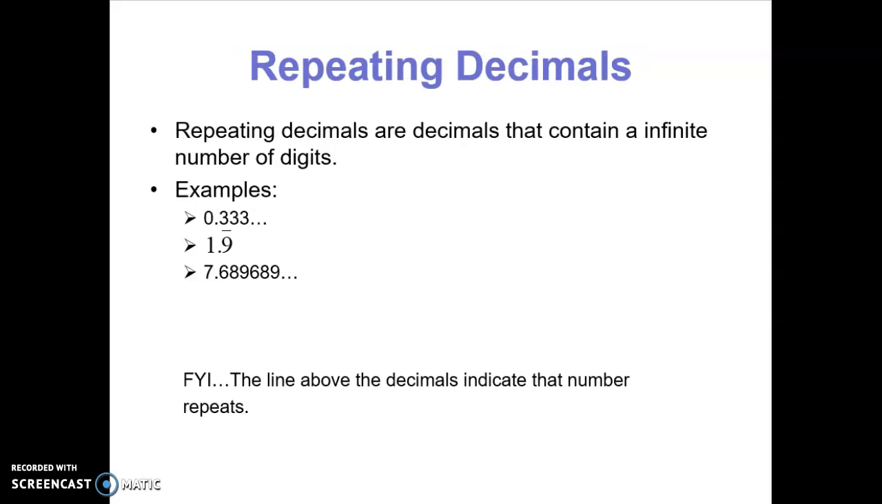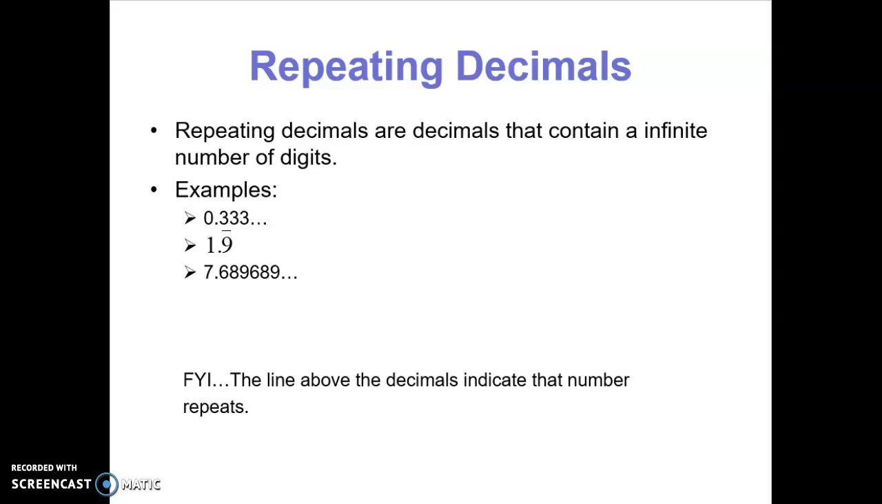A repeating decimal repeats. So a repeating decimal would be a decimal that contains an infinite number of digits, meaning that you can't count how many digits. The digits go on forever. Examples would be 0.333. Notice the 3 dots at the end. The ellipsis there on the end, those 3 dots mean it goes on forever. So that's 0.3333333.